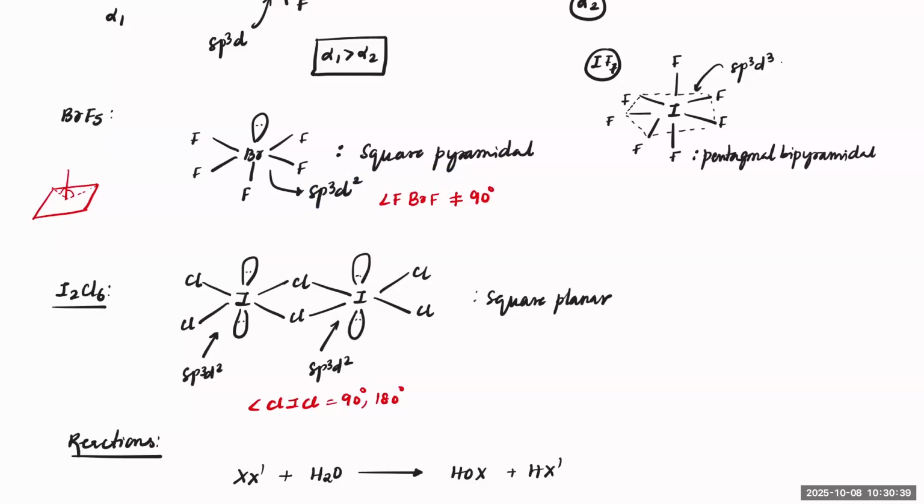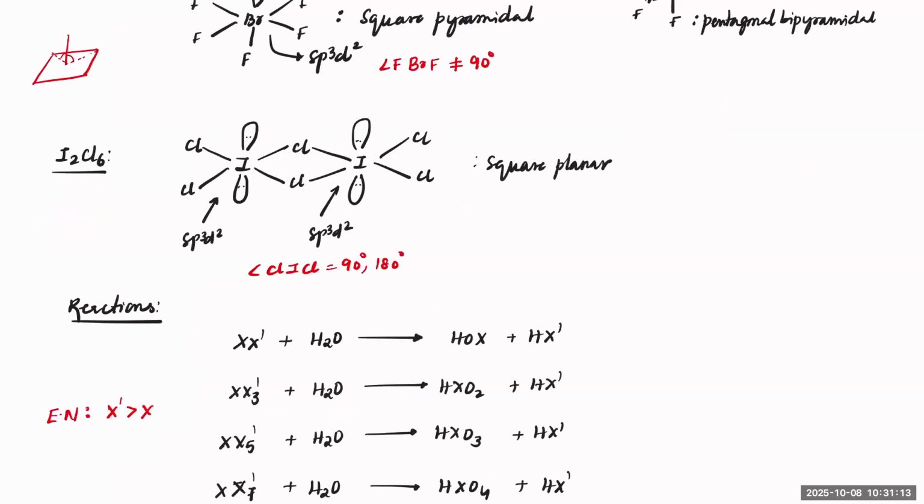The bond angle of FBrF is not 90. We expect this to be 90 like this, correct? But the problem is there is a lone pair that will keep pushing it. So instead of staying 90, it will start slightly coming up and everything will be less than 90 degrees. This was a question asked in JEE once. How many 90-degree bond angles do we have? Answer is 0.